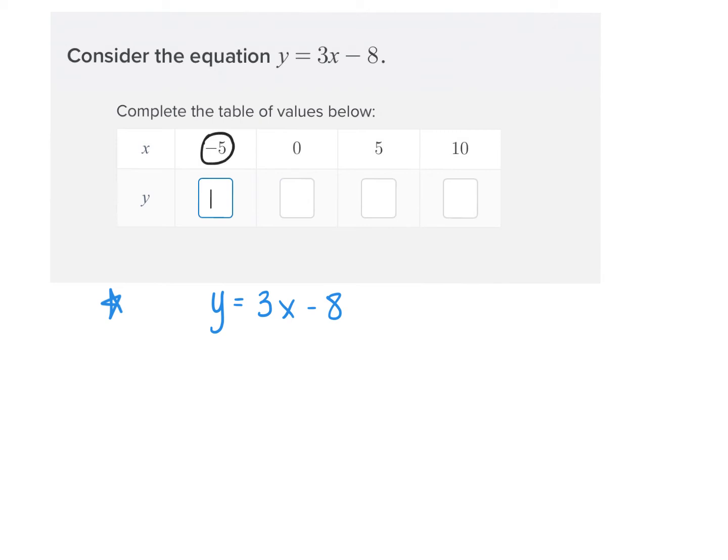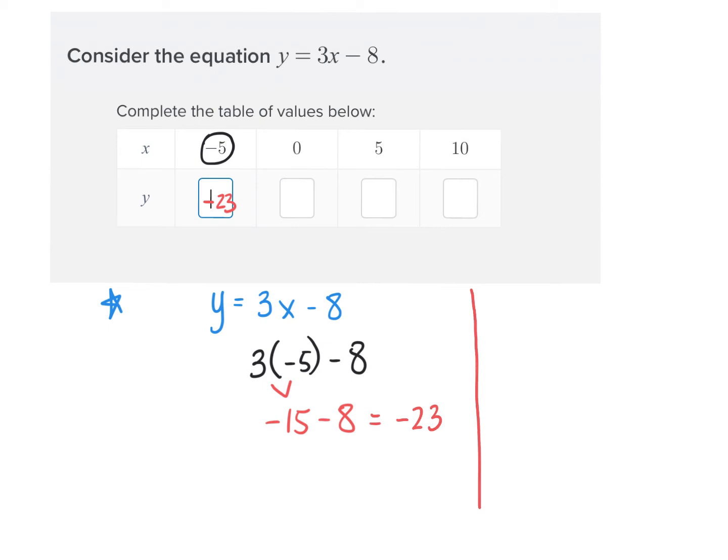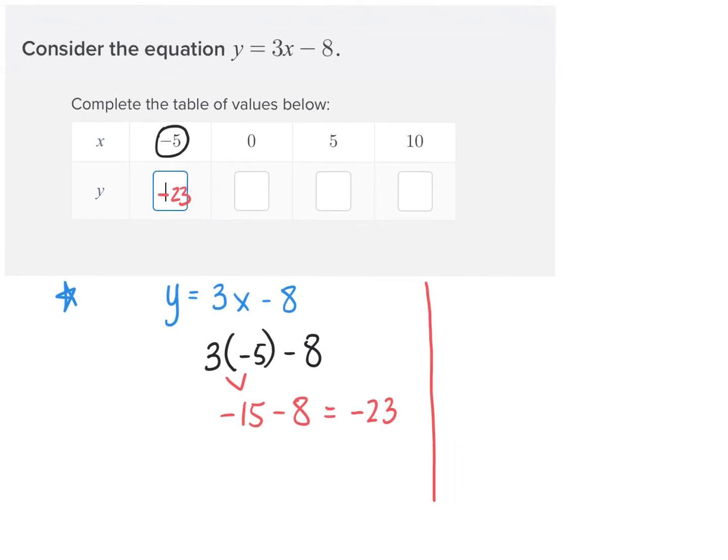So if x is -5, we're going to plug in 3 times -5 minus 8. Follow PEMDAS. This would be -15 minus 8. Remember, a negative minus a negative, I'm going further in debt. So we would get -23 here. So for each of these, we're going to plug in that 0 now. So again, I'm going to write down my rule. I'm going to plug in that 0.